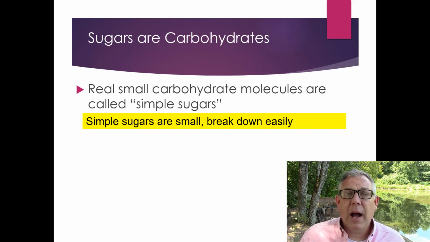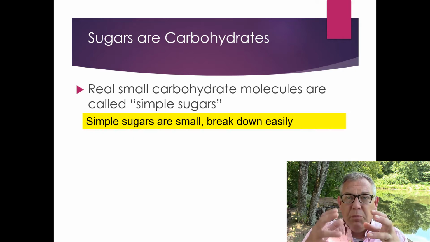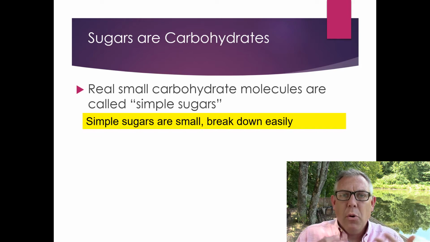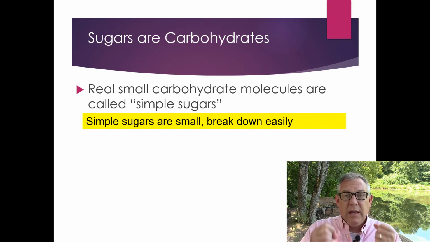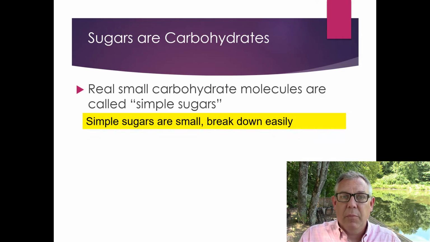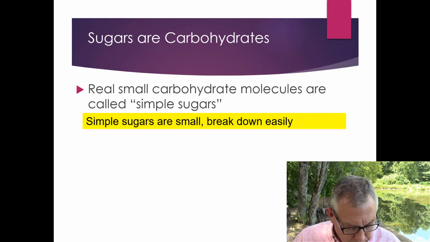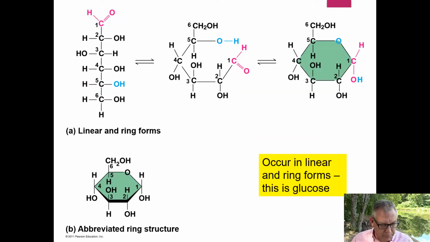Now, sugars are carbohydrates, like we said. And the small carbohydrates, like we just saw, the monosaccharides, are called simple sugars. And this is a term that you maybe have heard talking about your diet, right? Simple sugars. They're simple because they're small. And their importance to your diet is they break down very easily. And they're small, and so they can get into your bloodstream quicker. And they can get broken apart, and you can harvest energy from them easier. And so that's a characteristic of simple sugars.